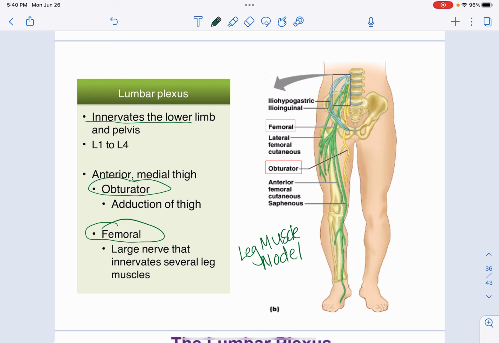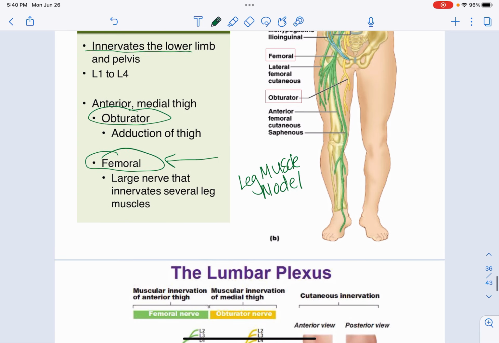And the obturator, I'm not 100% sure if you can even see that on any model. So it might only be the femoral nerve that you would need to know. And again, I just need you to be able to tell me that the femoral nerve comes from the lumbar plexus and be able to identify it on a model.